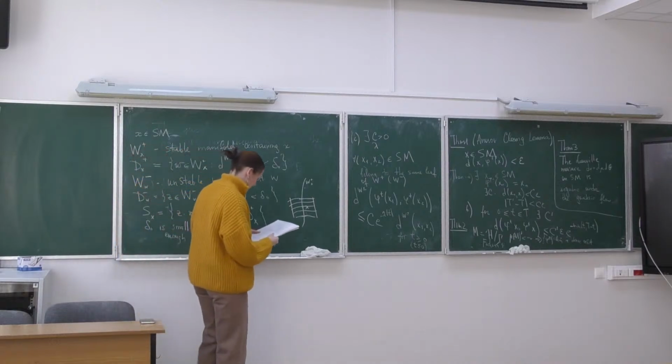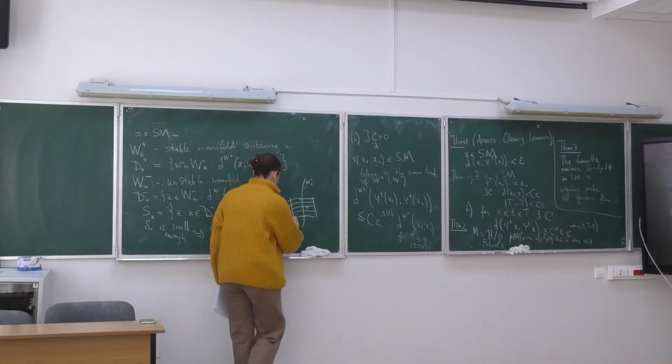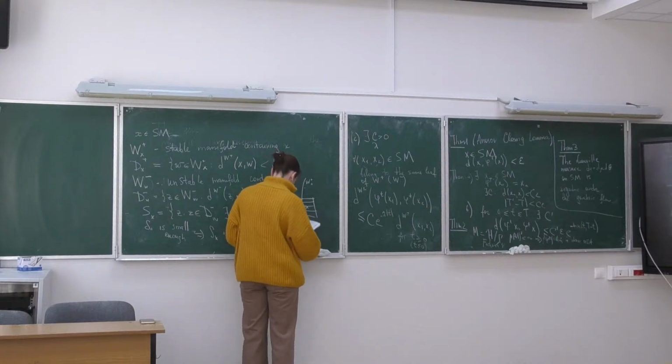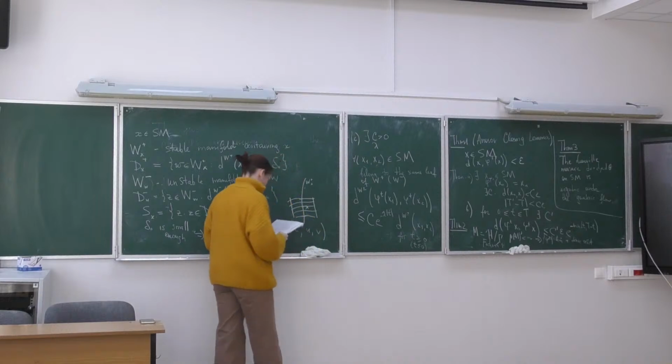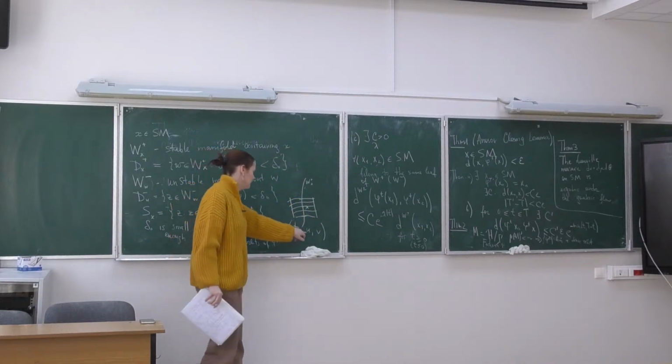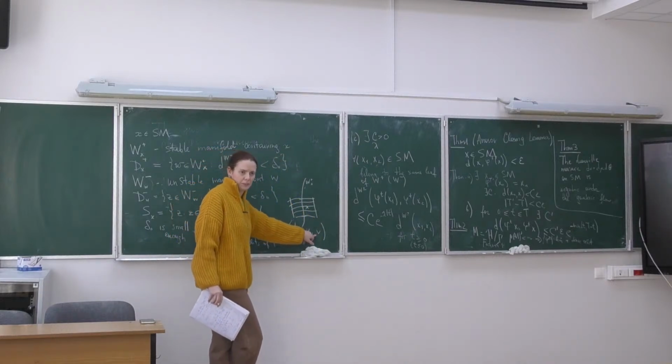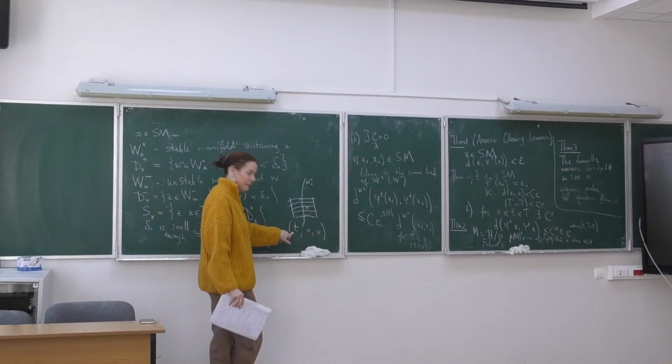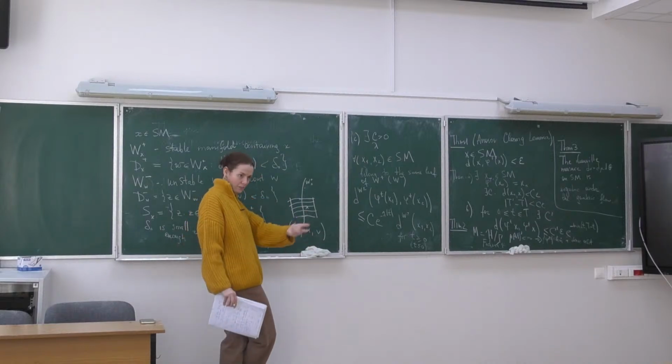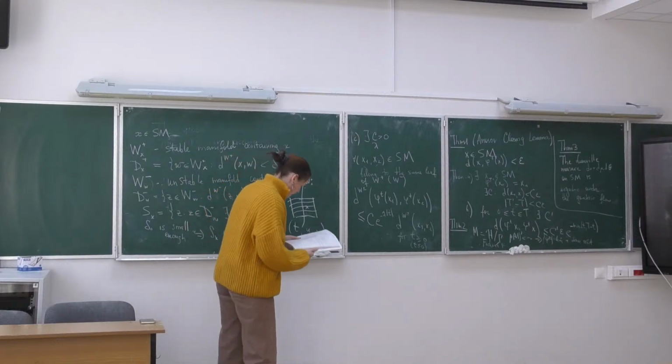So we will have some kind of triple T, U, V, and U here will be responsible for the distance on the stable leaf, V for the distance on the unstable leaf, and T for the distance on the trajectory of the flow itself.